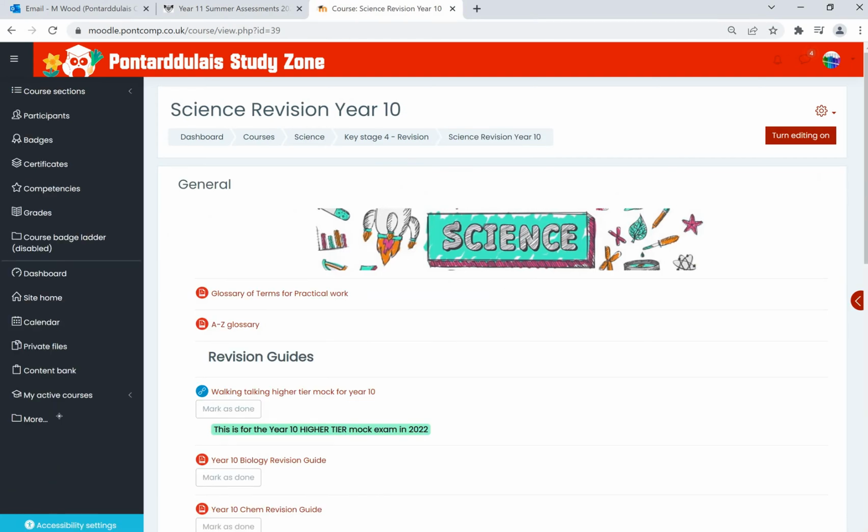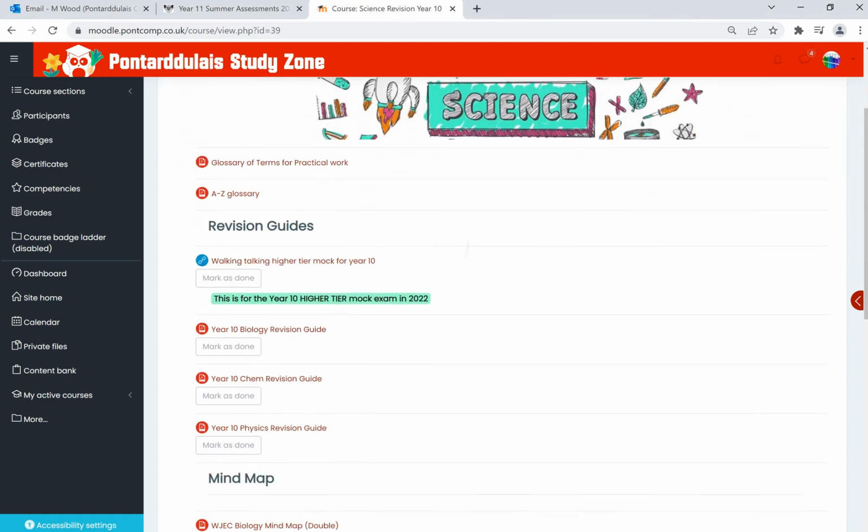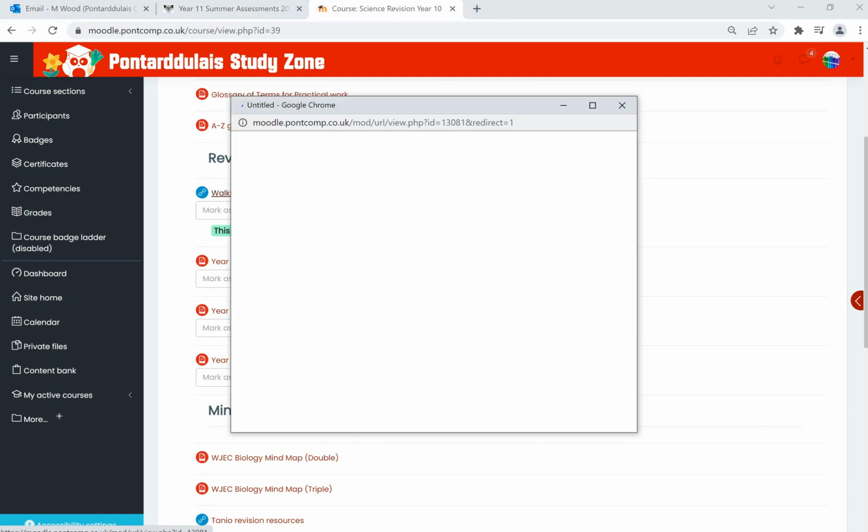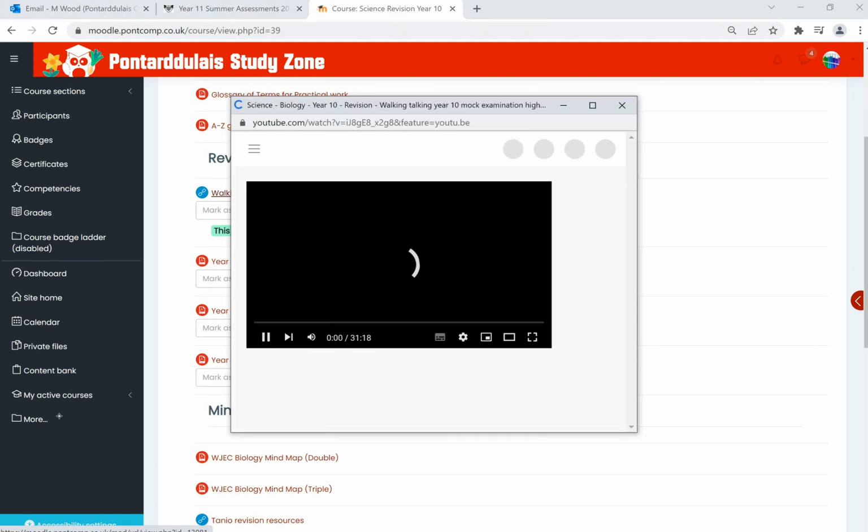At the top here, the glossary of terms for practical work and the A to Z glossary will be useful for when we come to do our controlled assessments in January, February next year. Underneath there, for the mock that you've recently done, both myself and Miss Evans have recorded what we call a walking, talking higher tier mock, and Miss Evans has done foundation tier, which will be uploaded here by the end of this week.